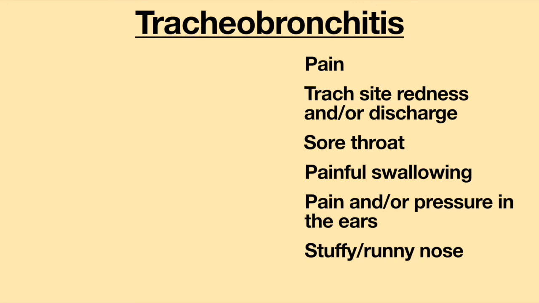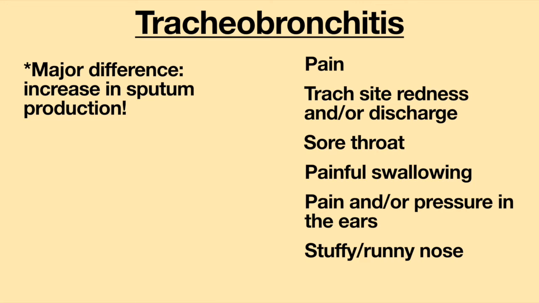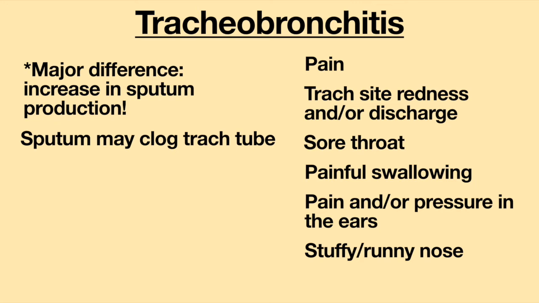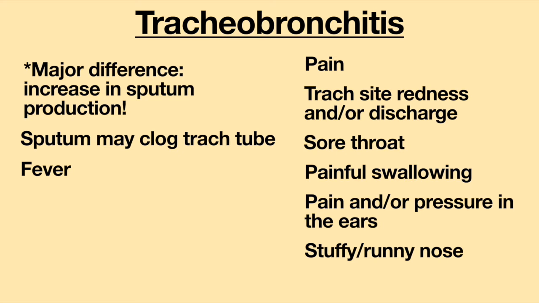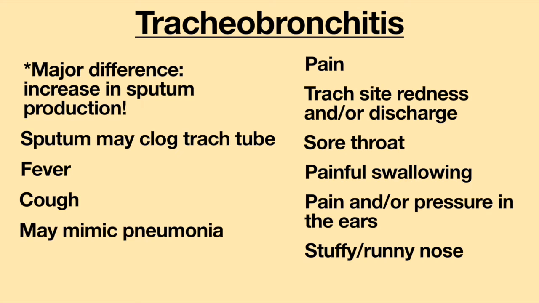Tracheobronchitis may cause all of the above symptoms, but the major difference is tracheobronchitis almost always has an increase in sputum production. The sputum is often thick and may clog the tracheostomy tube. For more information about sputum, please see the video, In Sickness and in Health, Know Your Sputum. Tracheobronchitis can cause a fever, cough, and often mimics pneumonia in presentation.